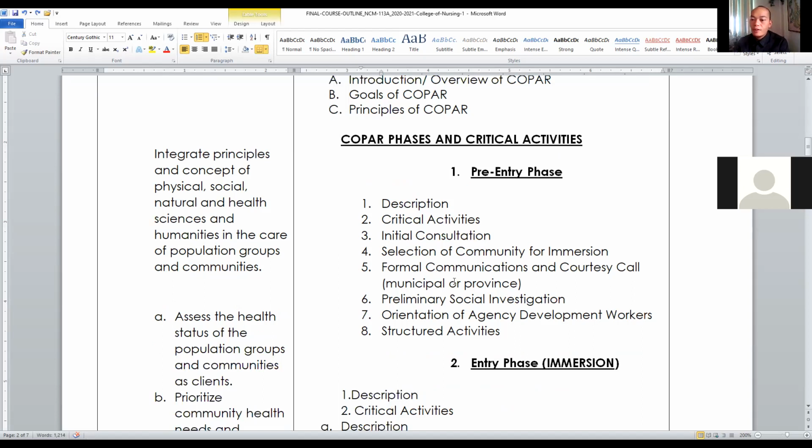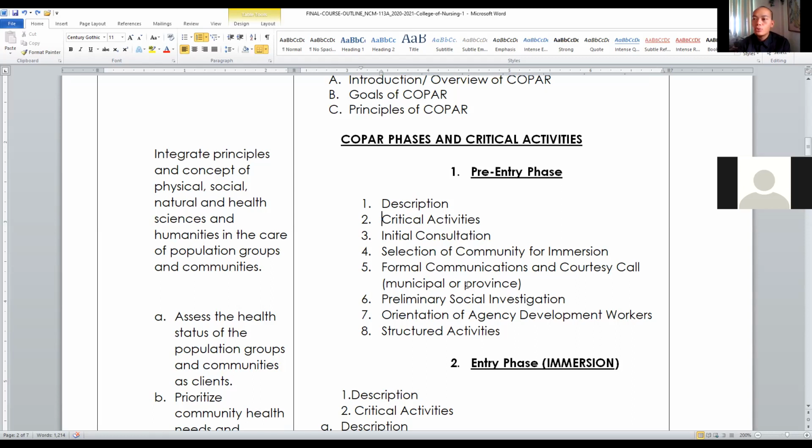There will be the phases of COPAR also, and we will see how we are going to initiate and implement COPAR in the different communities. Okay, so description, we start with the pre-entry phase. Pre-entry phase is before you enter the community. What are the things that you are supposed to do? Description, critical activities, initial consultation, selection of community for immersion.